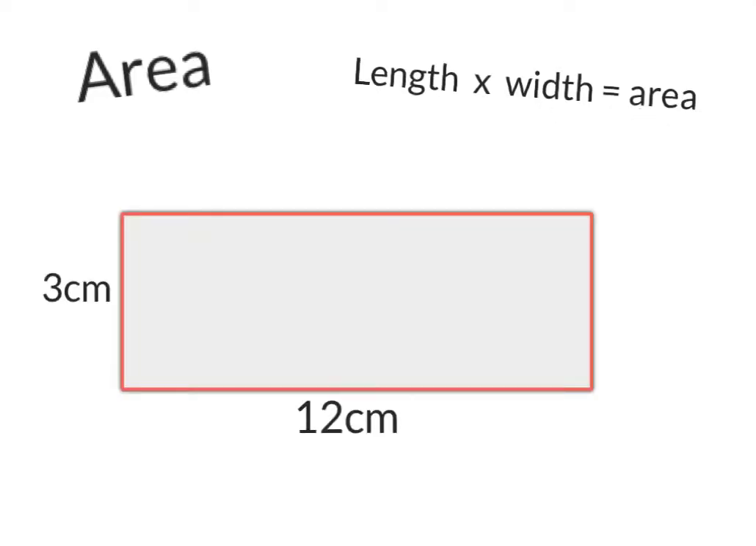Moving on to area then. Hopefully you all remember how to work out area. We did it back in December, but there is a special formula which is the length of the shape multiplied by the width of the shape equals the area. So I've got my shape here that we're going to find the area for. Just remember that the length is the longest side and the width is the shortest side.